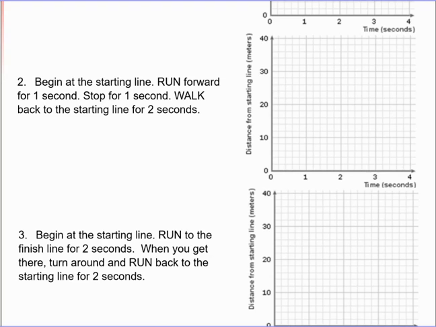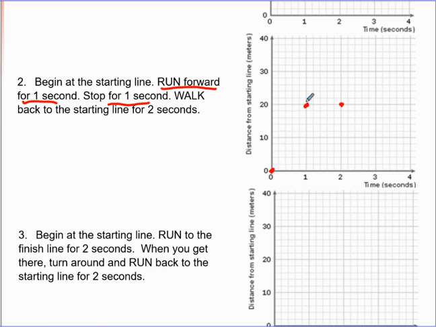All right, let's take it up now. Beginning at the start line, run forward for 1 second. Doesn't really say how far they're going to go. So that's kind of up to us. So begin at the start line, run forward for 1 second. So let's say, I don't know, you ran to the 20, perhaps. And then he stops for 1 second. So he ran forward for 1 second. He stops for 1 second. So 1 second later, he didn't go anywhere. His distance didn't change. And then he's going to walk back to the start line over 2 seconds.